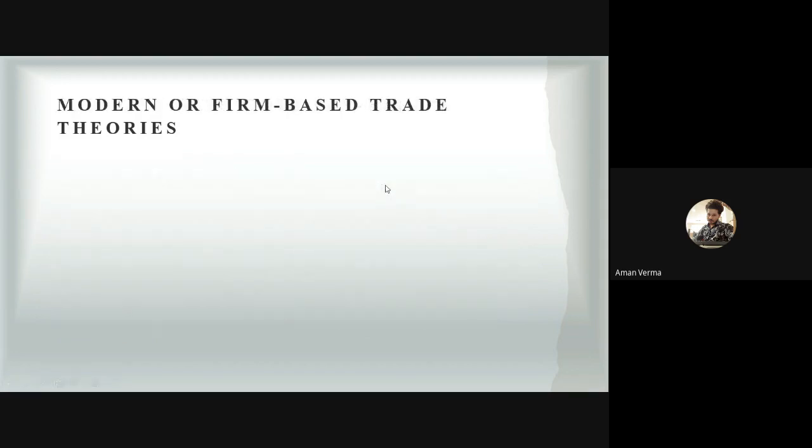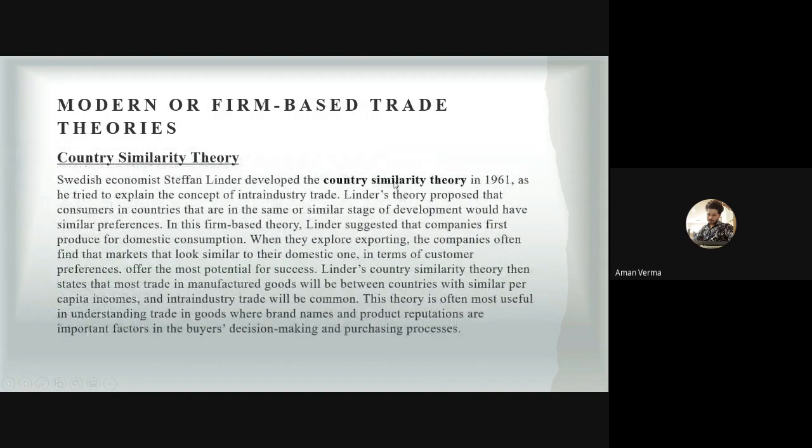Now, the modern, firm-based theories. First, the country similarity theory. Swedish economist Staffan Linder developed the country similarity theory in 1961 as he tried to explain the concept of intra-industry trade. Linder's theory proposed that consumers in countries that are in the same or similar stages of development would have similar preferences. In this firm-based theory, Linder suggested that companies first produce for domestic consumption. When they explore exporting, the companies often find that markets that look similar to their domestic one, in terms of customer preferences, offer the most potential for success.